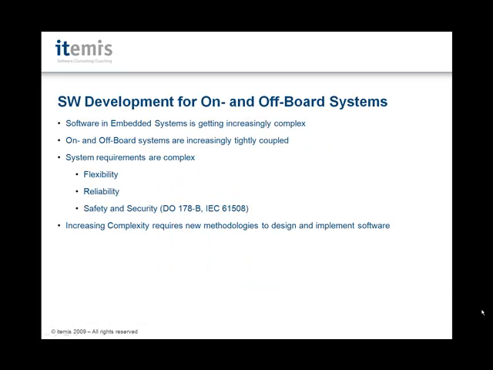Software in embedded systems is getting increasingly complex. It is now a major part of electronics development. In addition, embedded systems are more and more connected. Modern cars consist of nearly 100 embedded control units and a complex network. And those systems are connected to off-board systems, as for example in remote diagnosis systems. This is an engineering challenge.